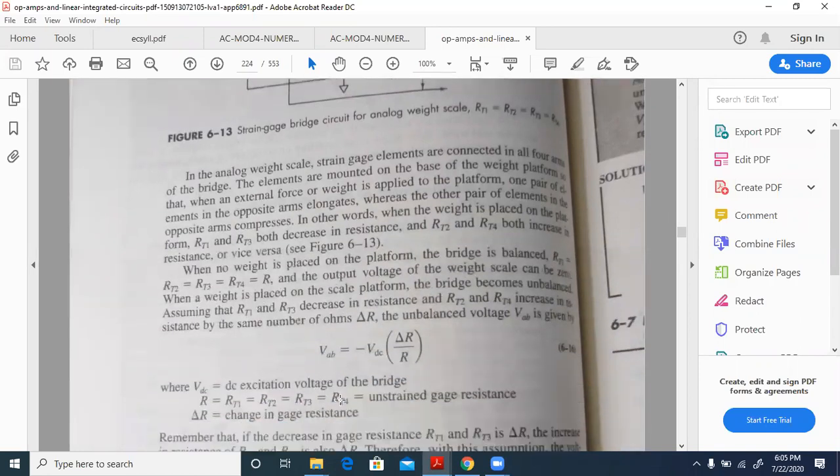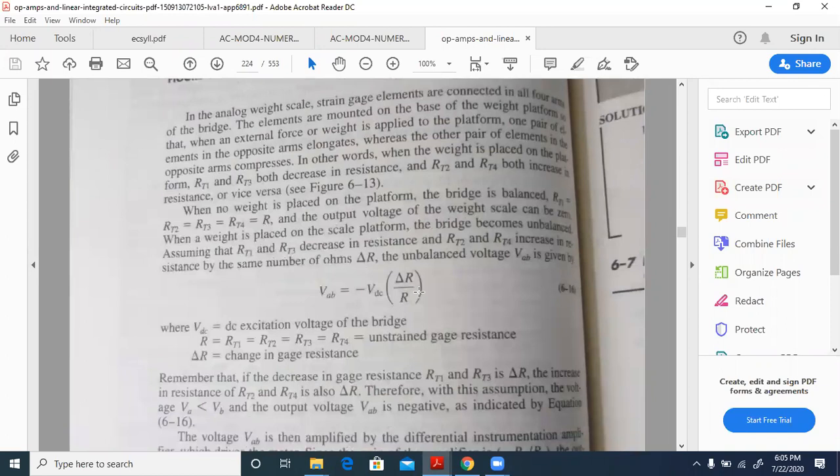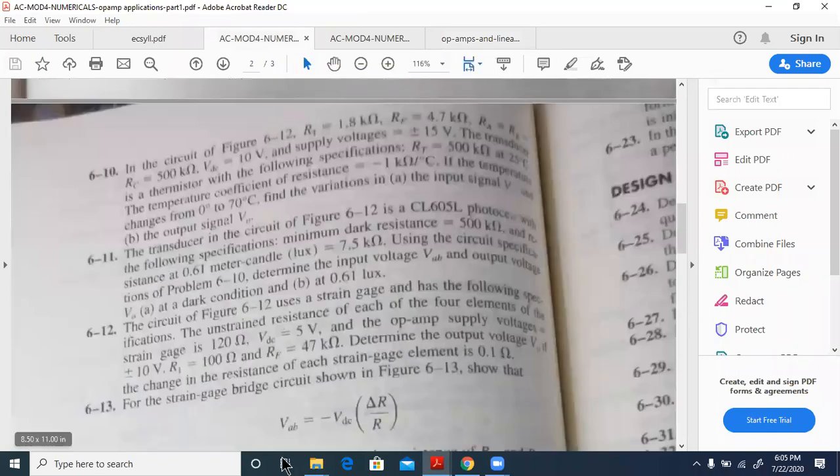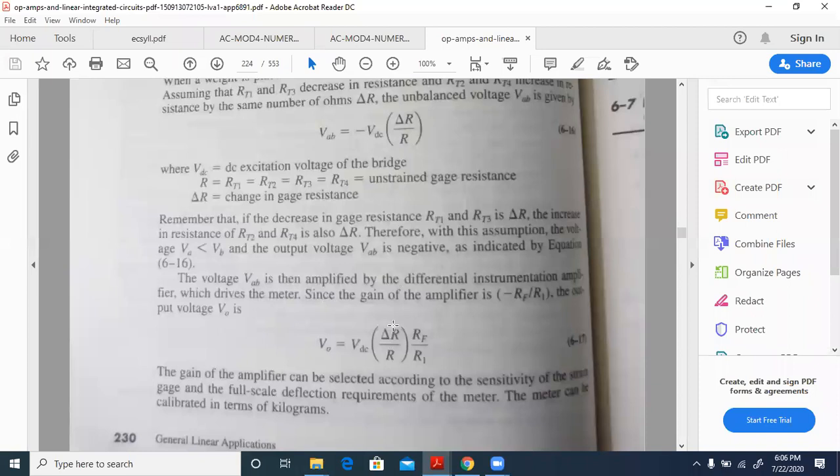So the formula for VAB corresponding to this is what we need to use: minus VDC del R by R, and for the value of V0, minus of minus will become plus, so then you need to multiply by RF by R1. This is the formula which we need to use because what we are asked is just the value of V0. Determine the output voltage V0. So to determine the value of V0, we just need to substitute here and find the value.